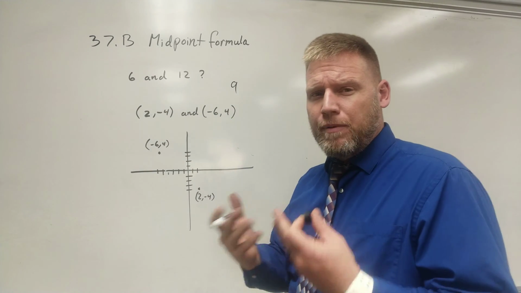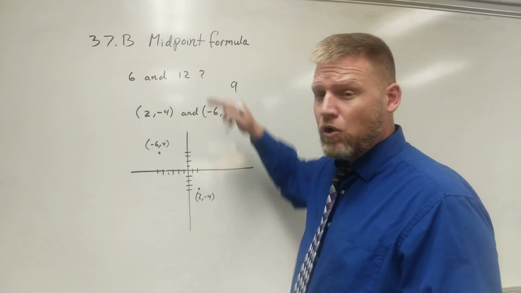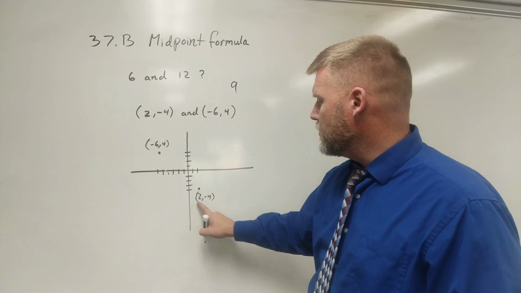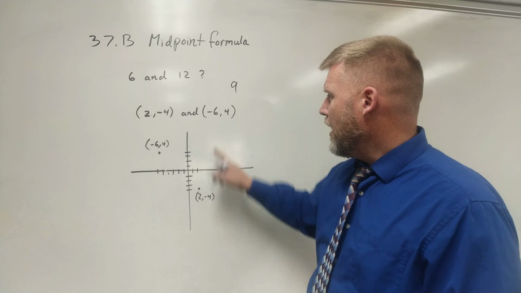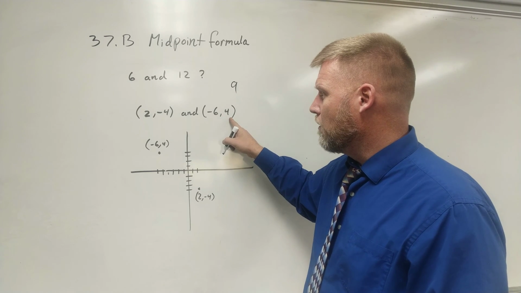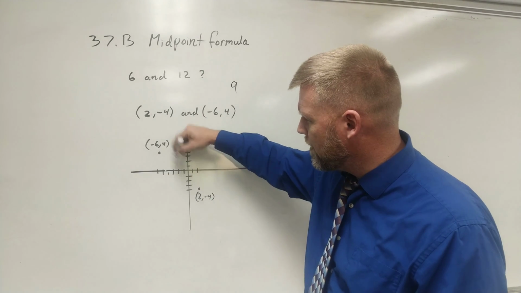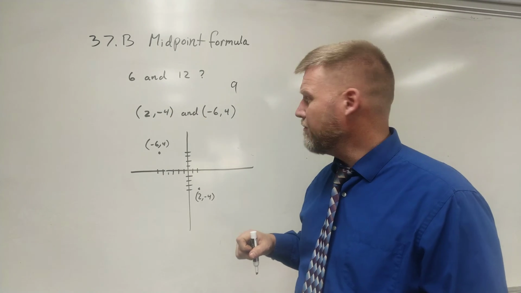Well, let's move that a little bit more in depth. That's on a number line. Let's talk about on a Cartesian plane. What if I wanted to find the midpoint between (2, -4) and (-6, 4)? Well, I went ahead and plotted these points for us so we can see it. We can see it's going to be somewhere right here in the middle. But how am I going to find that?